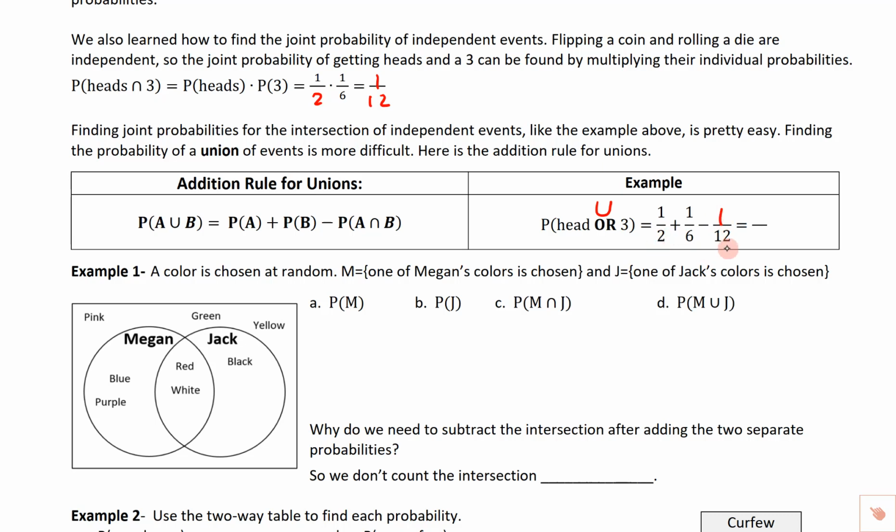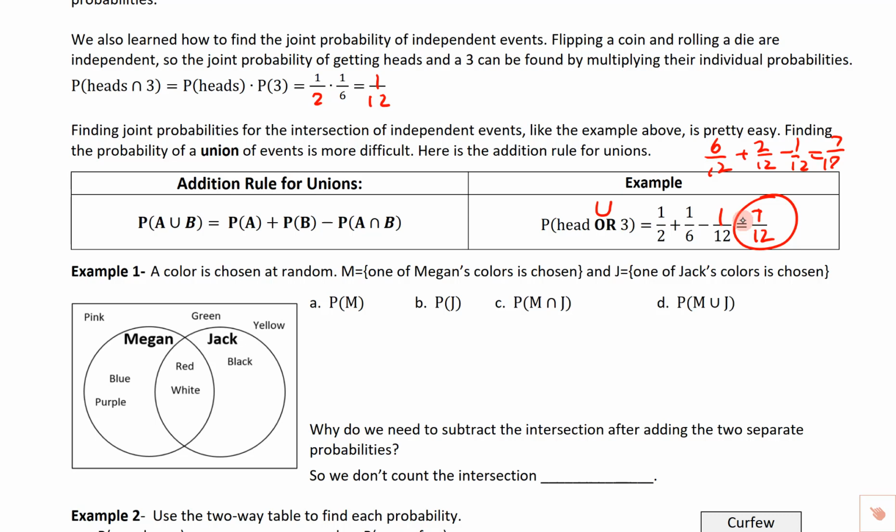So since the denominator of the biggest one is 12, we're going to do this. I'm going to do 6/12 plus 2/12 minus 1/12. Add them up, that would be 8/12 minus 1/12, that would be 7/12. So the answer on this one is 7/12.